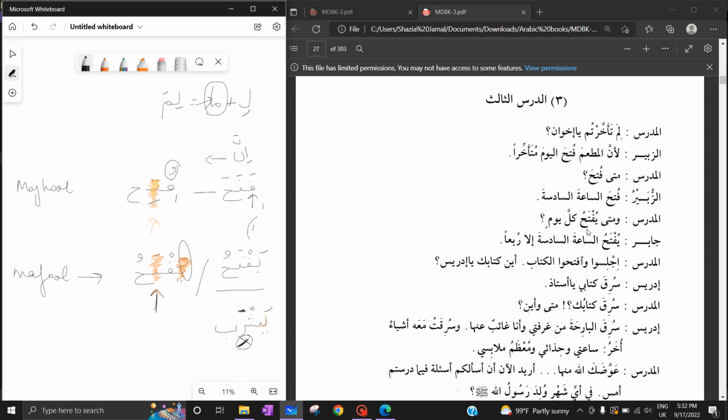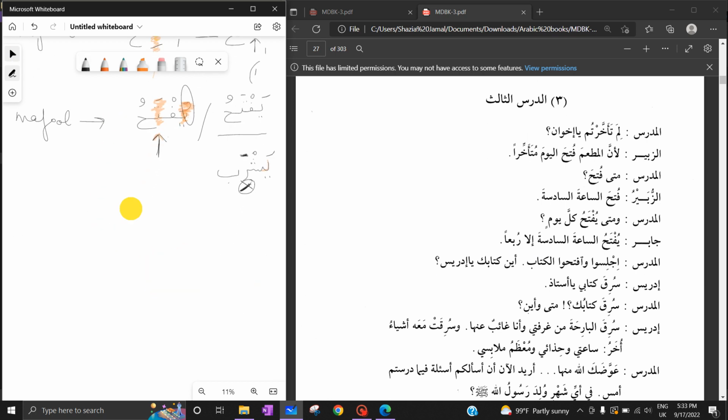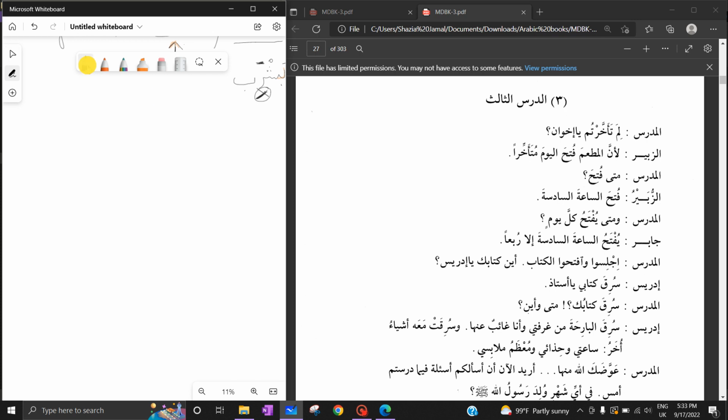When does it open? Every day. It means at what time does it open? Usually it opens every day. Jabir says yuftahu as-sa'ata as-sadisa illa ruba. What is the meaning of illa ruba? Rub' means 1/4. So what do you mean by 1/4?